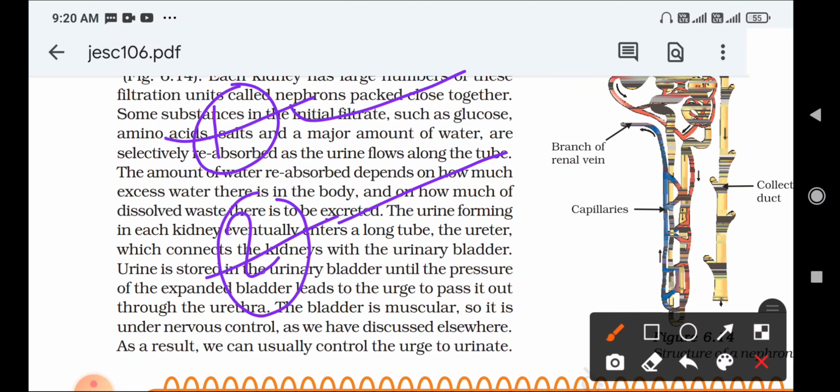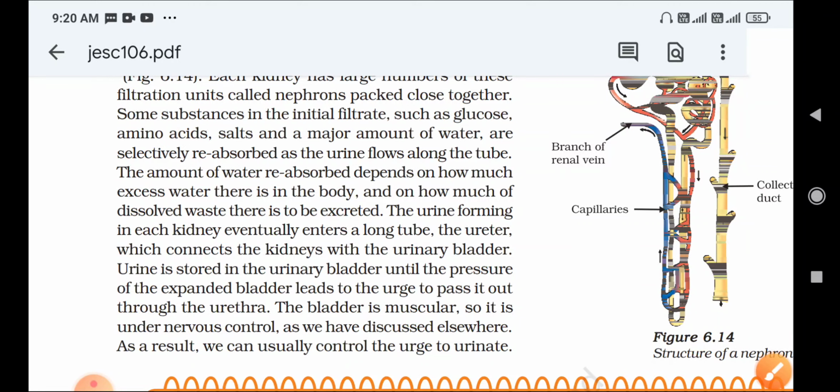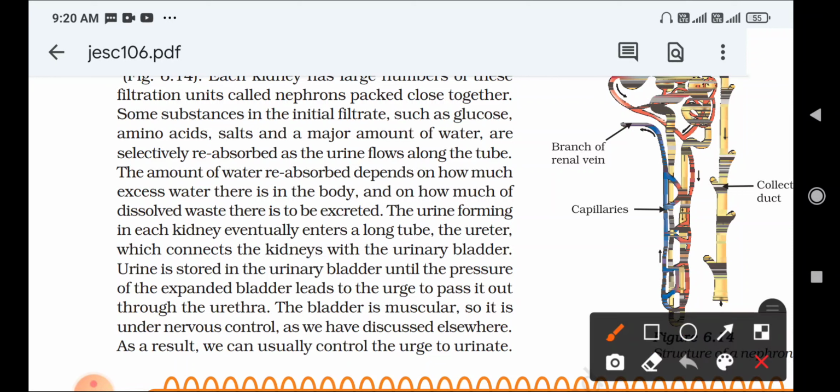How much water is present in the body, and second, how much waste product should be excreted. Depending on these two factors, water is absorbed from the urine. These are the two important points. Remember that: how much excess water there is in the body and how much dissolved waste there is to be excreted. These two points are very important.